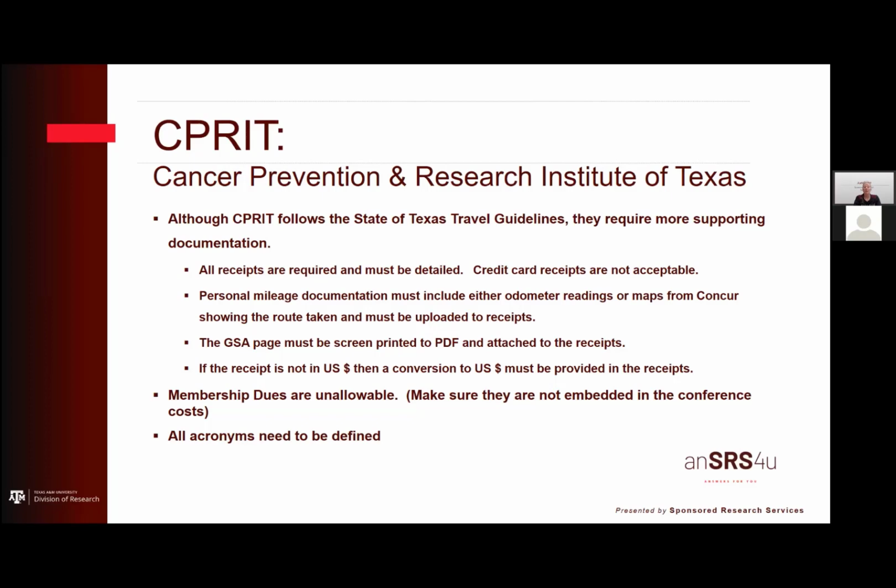Personal mileage documentation must include either odometer readings or maps from Concur showing the route taken, and must also be uploaded into the receipts. The GSA page must be screen printed to PDF and also attached to the receipts. If a receipt is not in US dollars, then a conversion to US dollars must be provided, either written on the receipt and then uploaded, or you can print it to PDF if you have it online.